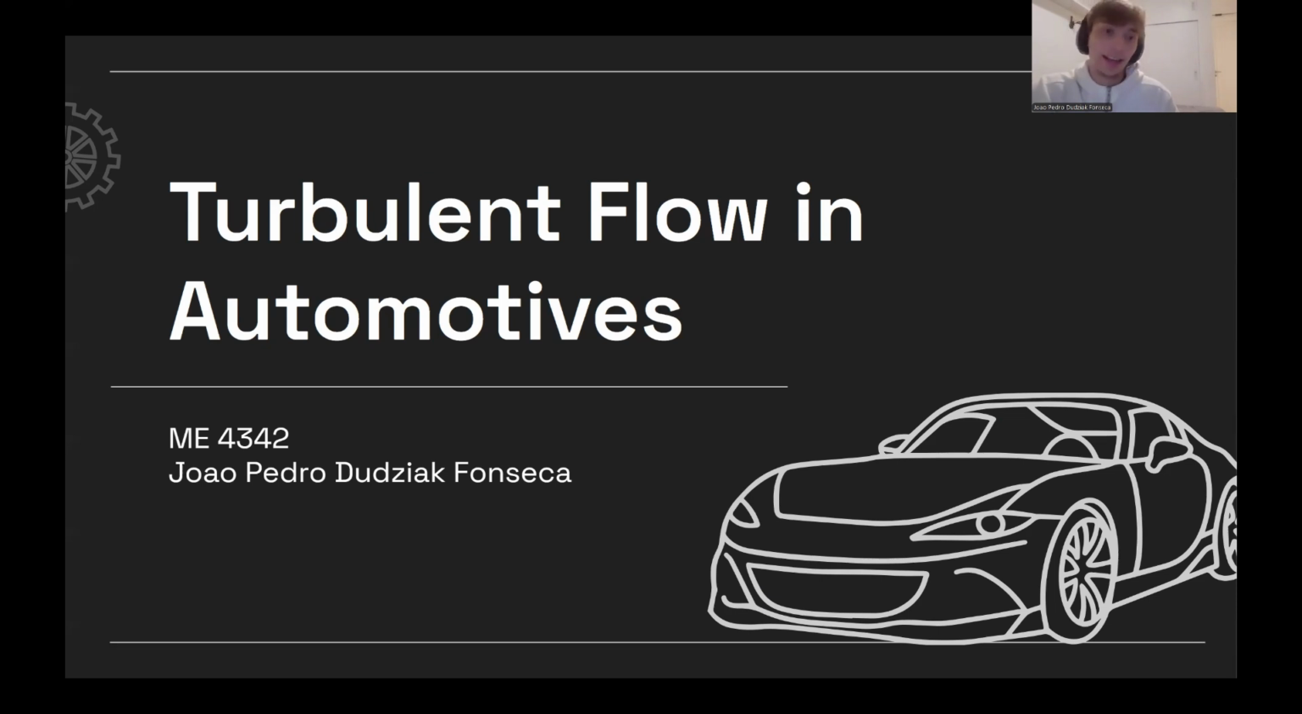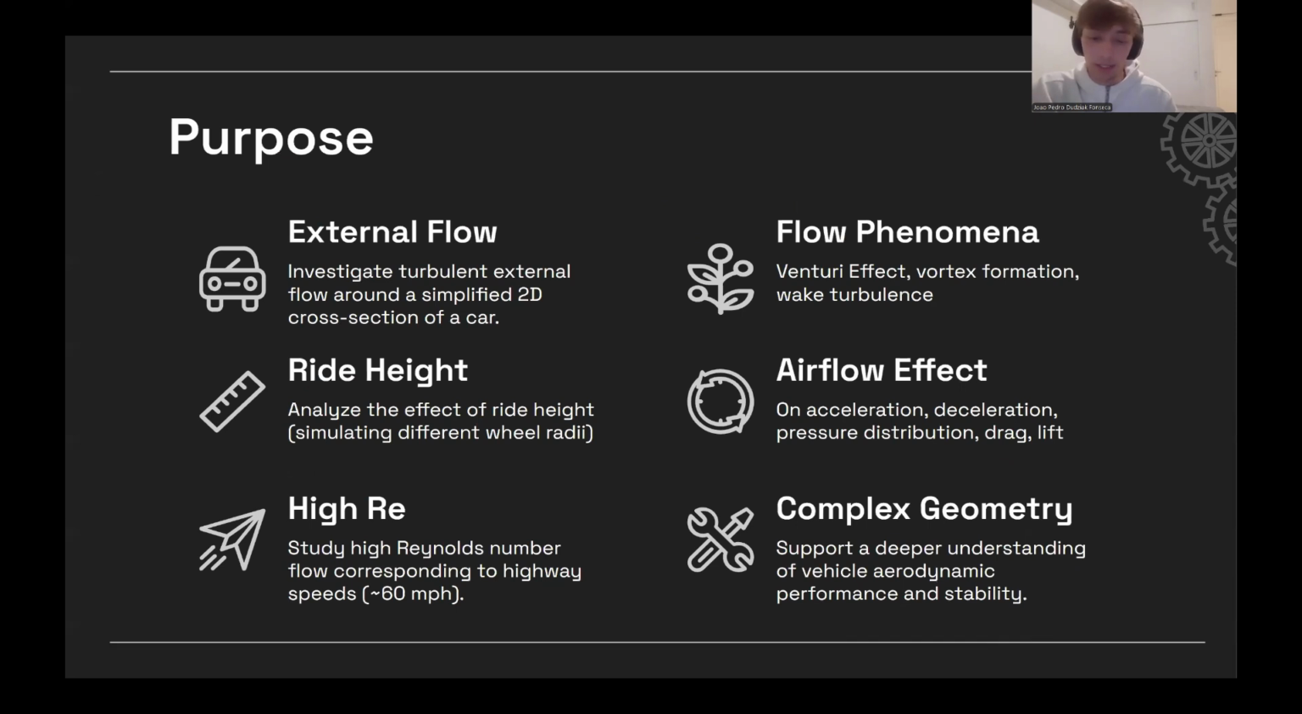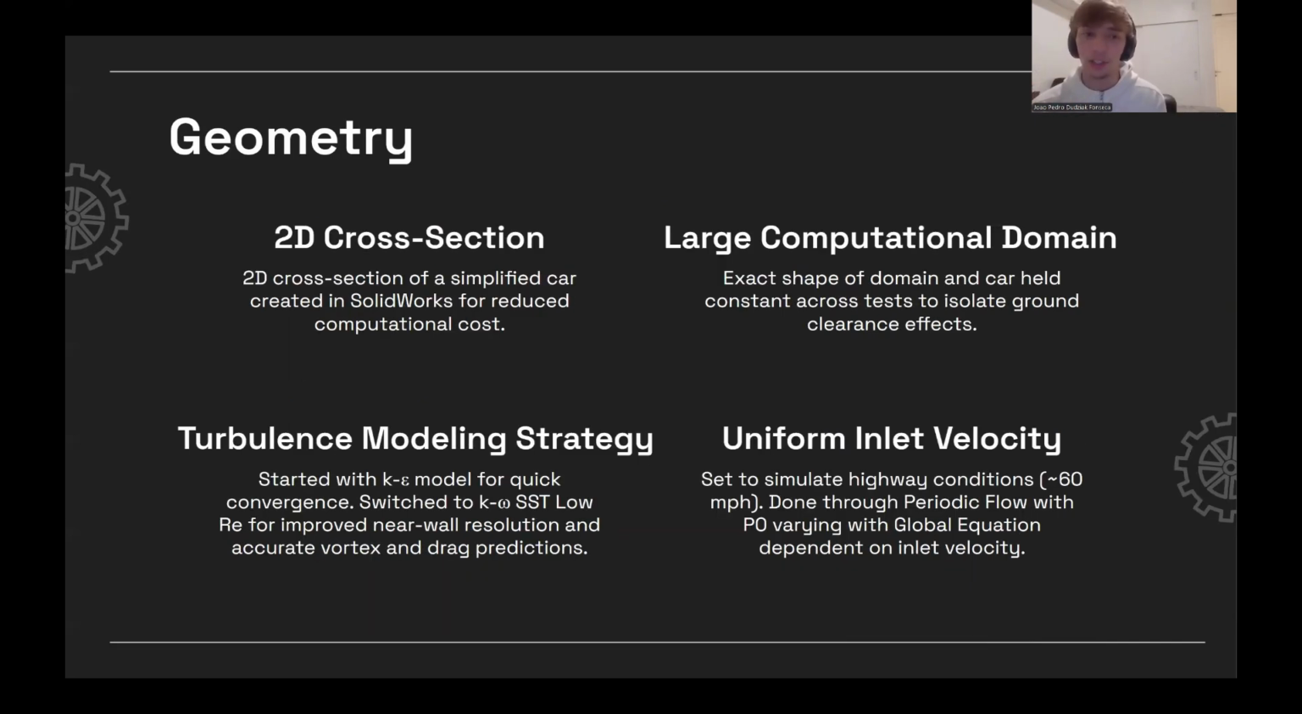The general purpose of this study was to investigate turbulent flow that is external and around a 2D car cross-section, specifically varying the ride height and seeing how that affects the drag coefficient, the lift, and different flow phenomena. The geometry is a 2D cross-section of a car to reduce computational costs. It was created in SolidWorks and then imported, and it is encased in a 2D wind tunnel. Both of these were kept constant to isolate the ground clearance effects.